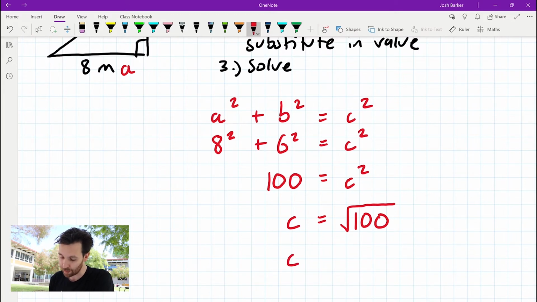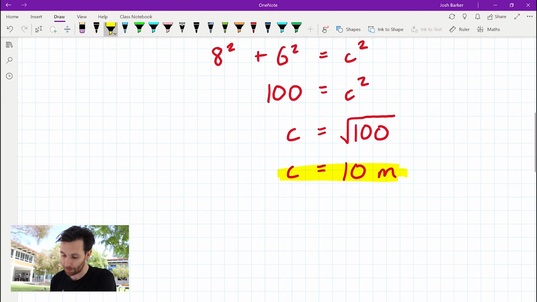The square root of 100, as you probably will know, or you can use your calculator if you really need to. The square root of that one is 10. So that's your actual answer, and we'll be mindful to use the same units as what's given in the question. So 10 meters is our actual answer for that one.